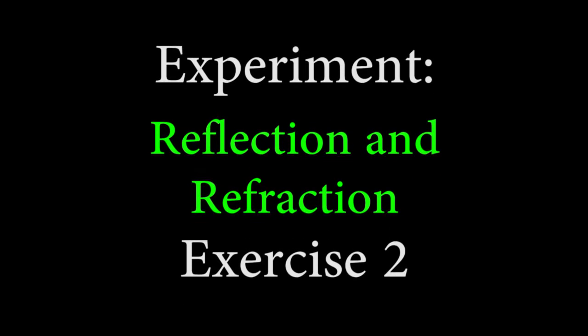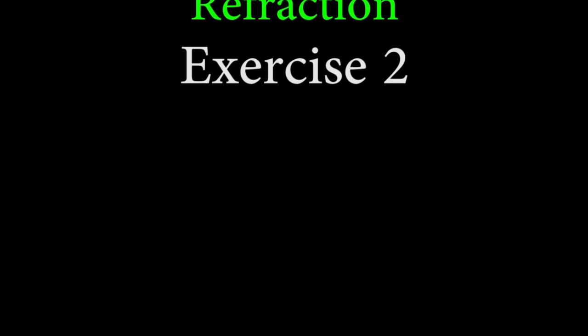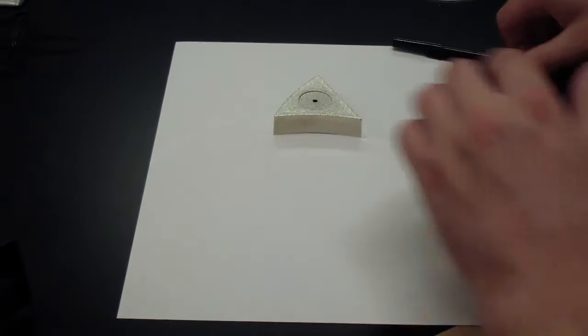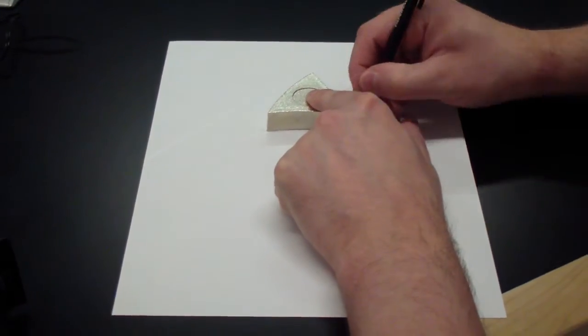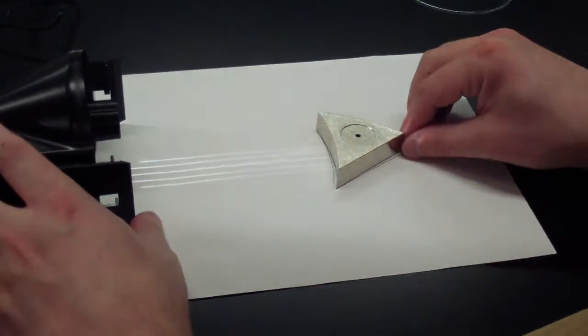In exercise 2, we'll be comparing the focal length and the radius of curvature of a concave mirror. Once again, place the mirror on a sheet of blank paper. Set the light source to emit 5 rays and aim it towards the concave side of the mirror. Dim the room lights and arrange the light source so that the center ray is hitting the mirror at 90 degrees. Trace all 5 input rays.